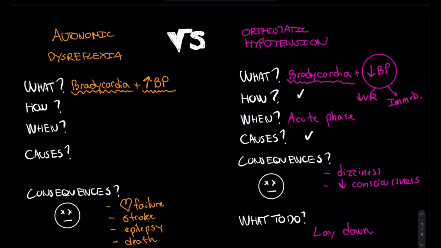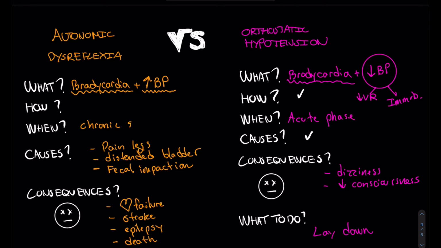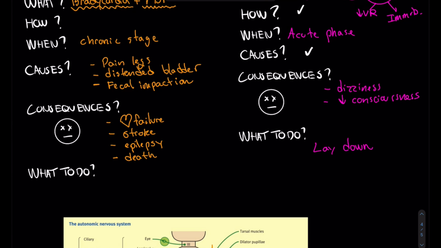Okay, so we talked about causes before. It can be any noxious stimuli, so pain in the legs, for example. Also, it can be caused by a distended bladder. These are the most common ones. And we have a last one, fecal impaction. So constipation, pretty much. Now, this happens not in the acute phase, but more so in the chronic stage of recuperation. And so what do you do when this happens to you?